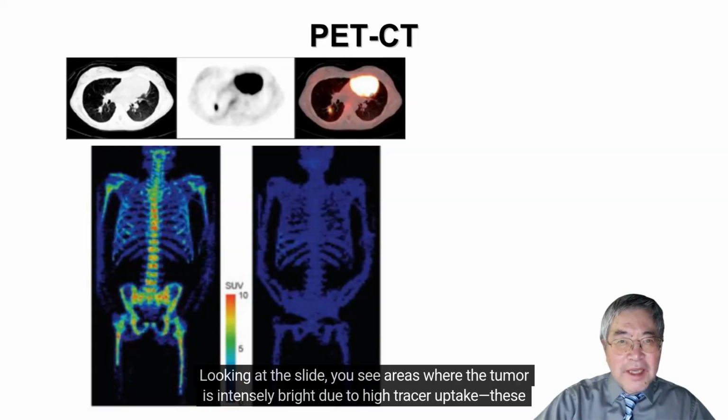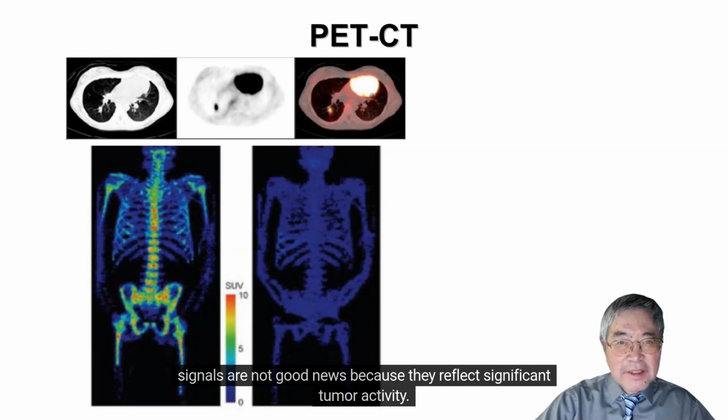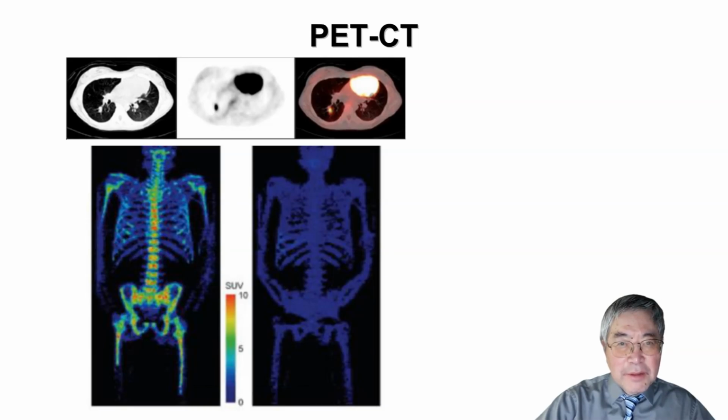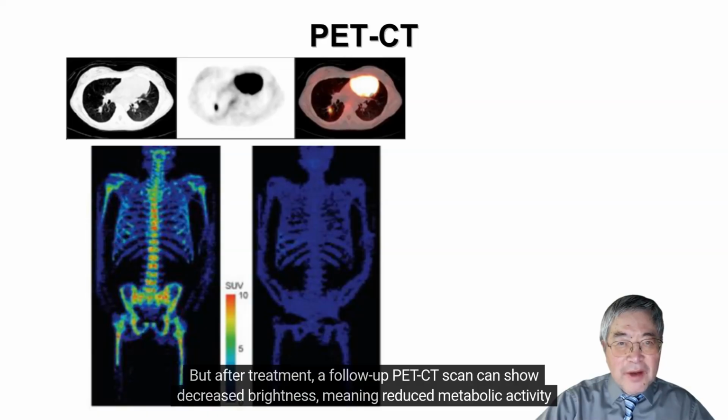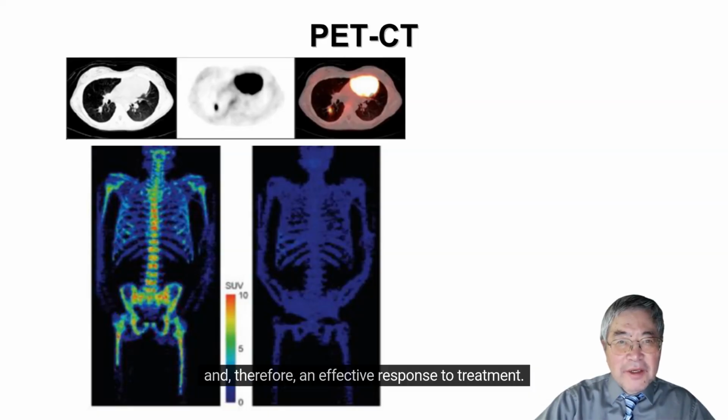Looking at the slide, you see areas where the tumor is intensely bright due to high tracer uptake. These signals are not good news because they reflect significant tumor activity. But after treatment, a follow-up PET-CT scan can show decreased brightness, meaning reduced metabolic activity and therefore an effective response to treatment.